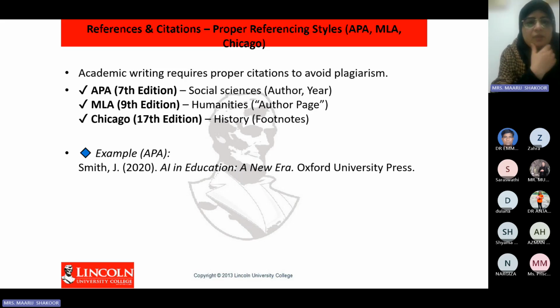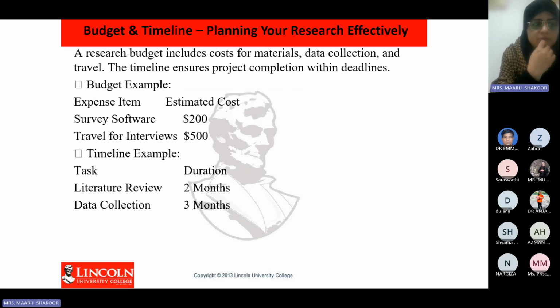Okay. Budget and timeline. Yes, you can't ignore the timeline. Without a timeline, you can't reach your destination. You can't just say you will keep your degree and university like this, say 2025. It's not possible. A research budget includes costs for material, data collection, and travel. The timeline ensures project completion within the deadline. Budget example: survey software costs like $200, travel fund $500. So you have to tell all these things before the deadline. And tasks like literature review, you have to write in 2 months, data collection 3 months. These are the time durations that you have to follow.